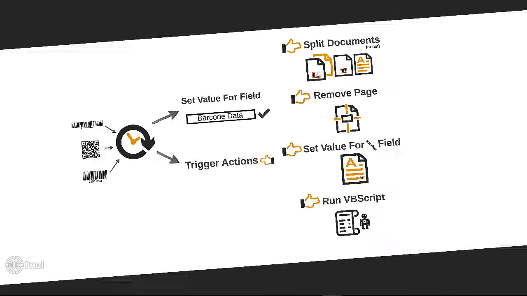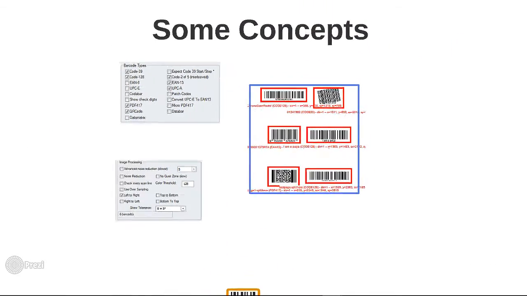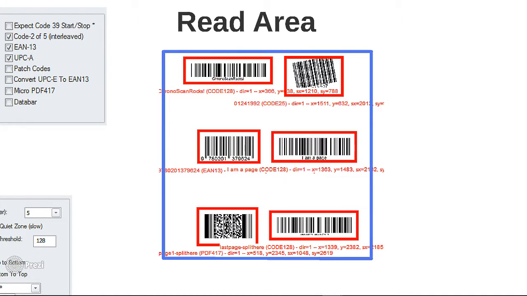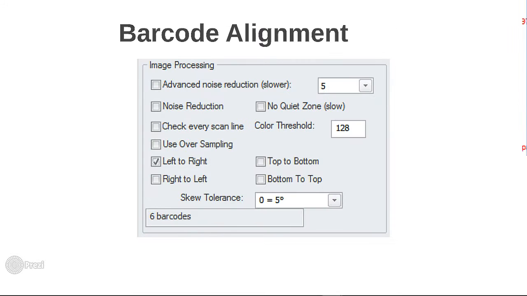But before we jump inside ChronoScan, let's talk about some concepts. We have the read area, which is the area on our documents where ChronoScan will actually be looking for barcodes. We have barcode types, which are the types of barcodes that ChronoScan will be looking for. And we have barcode alignment, which is the alignment that ChronoScan will be looking for. It could be left to right, right to left, top to bottom, and bottom to top.